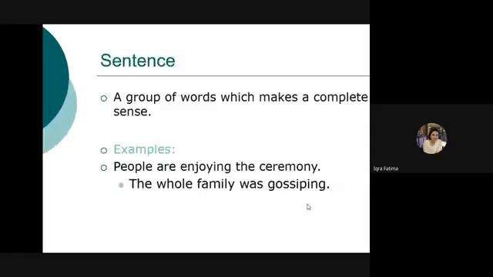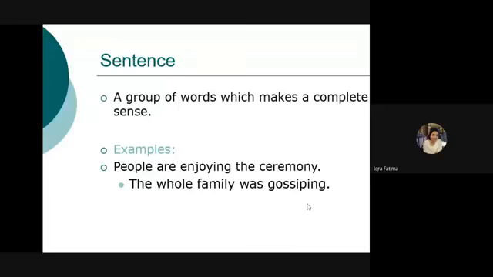So far we have talked about phrases and clauses and their types. We have five types of phrases: noun phrase, prepositional phrase, verb phrase, adjectival phrase, and adverbial phrase. If we talk about clauses, the difference between phrases and clauses is that phrases do not contain a subject and verb, and clauses always contain a subject and verb.